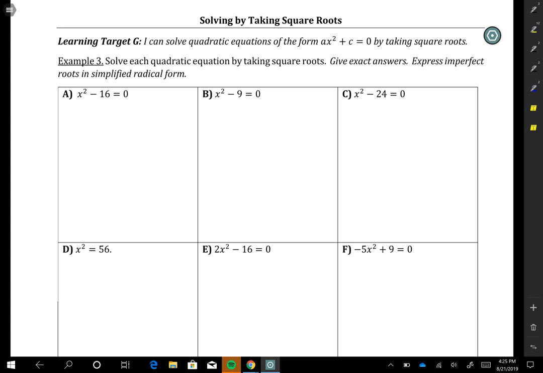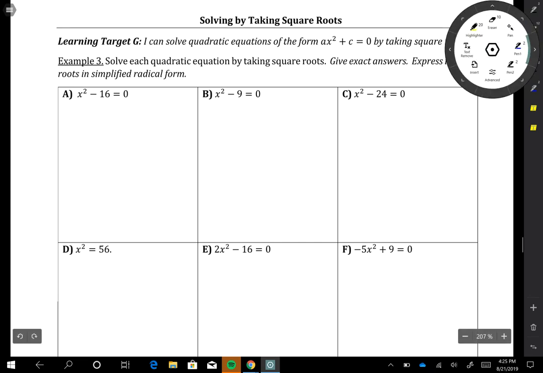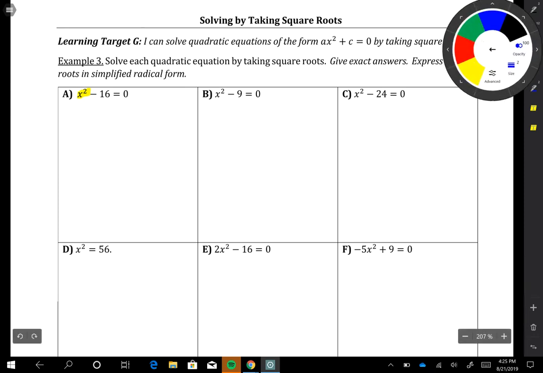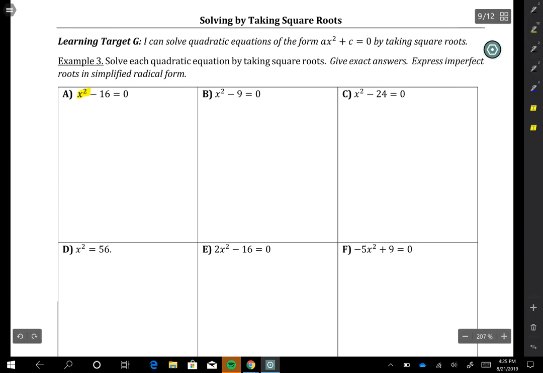Okay, so when we are solving quadratic equations by taking square roots, the number one goal is to get the x squared by itself so that we can take the square root of both sides. So in letter A, the first thing I'm going to need to do is add 16 to both sides. So now I have x squared equals 16. Now that x squared is by itself, I can undo the squared by taking the square root. So I have to do that on both sides.